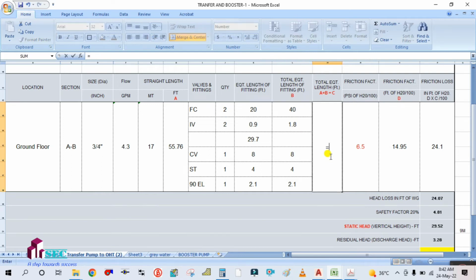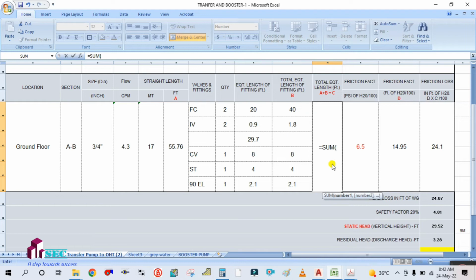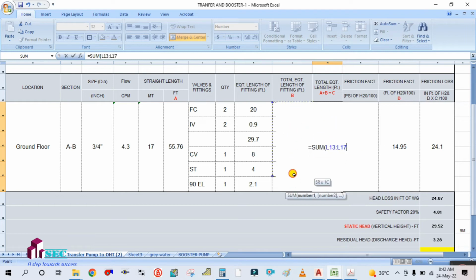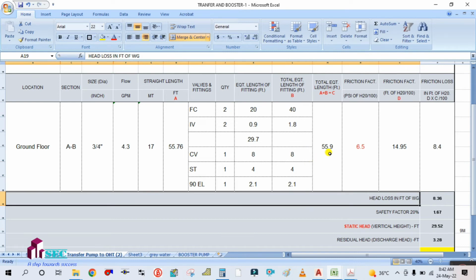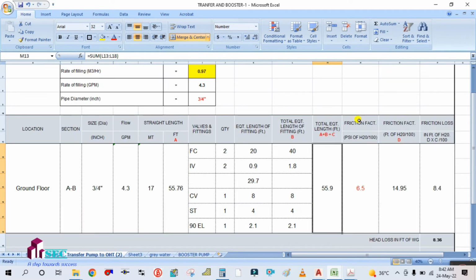We have to add all of these. Simply apply the formula for all of these and enter. So 55.9 is the total equivalent length. And then friction factor in psi of water gauge per 100 feet.